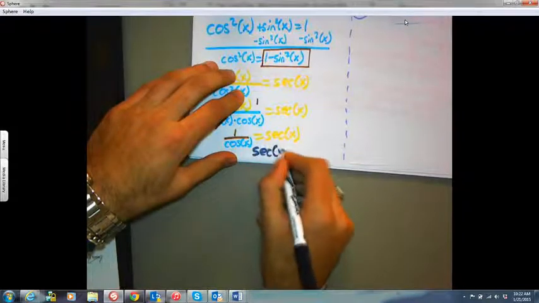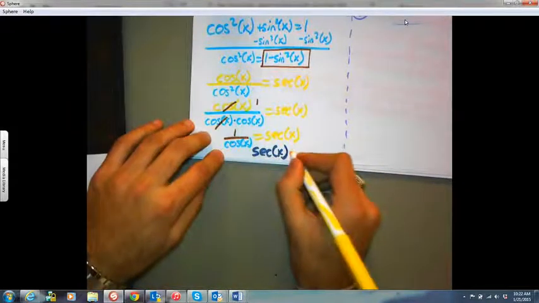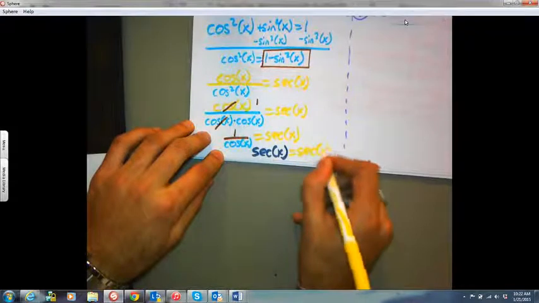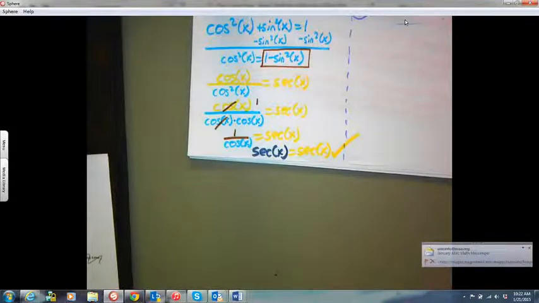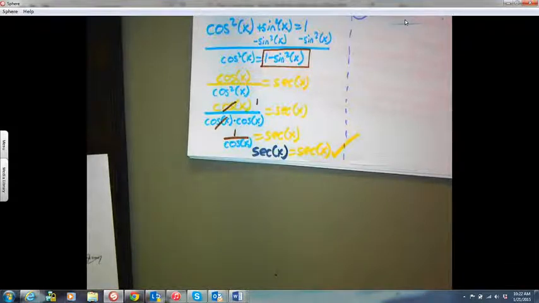Call it a day. We have 2 problems left, so don't actually call it a day, but call it a day for this problem. So we leave it as 1 over cosine. We'll take off a point. Make the complicated side look exactly like the right uncomplicated side. Secant x equals secant x, check mark. That's what you need to see. So I'll be looking for the work. I'm not going to look for this. I'm telling you the answer right now. I'm going to look for the work.